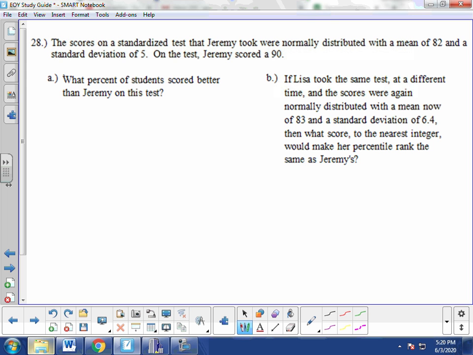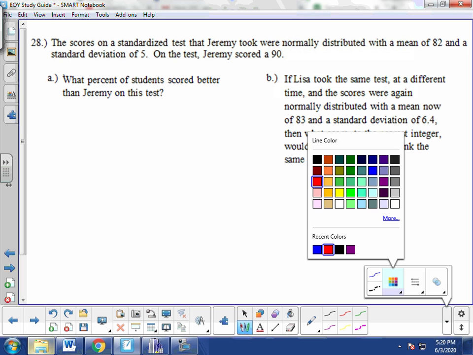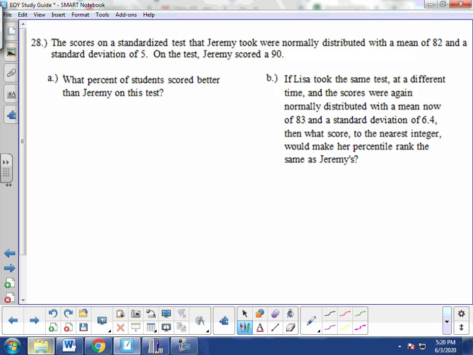So what we can do here is attack this a number of different ways, but let's go ahead and just find the most efficient method, and let's use the calculator. So the mean for this is 82. And if I draw a rough sketch here of a normal distribution curve, Jeremy's score is here at 90. We want to find the percentage that is greater than him.